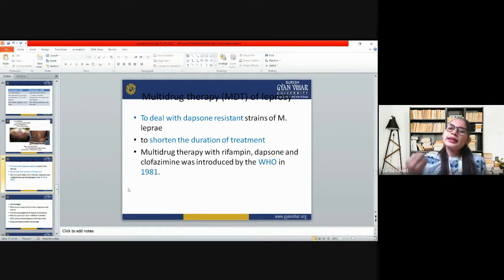Multi-drug therapy in leprosy is basically recommended when dapsone resistance occurs in M. leprae, and when we want to shorten the treatment for leprosy. Multi-drug therapy with rifampicin, dapsone, and clofazimine was accepted by the WHO in 1981.